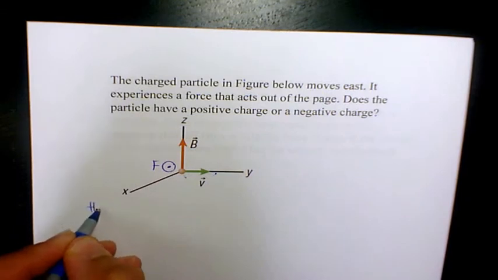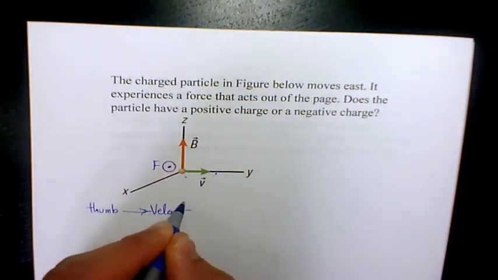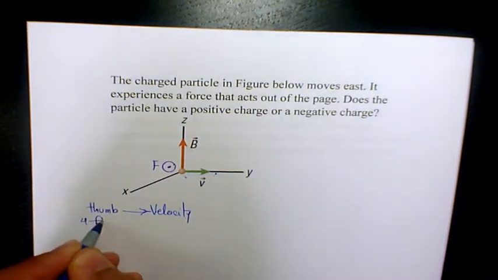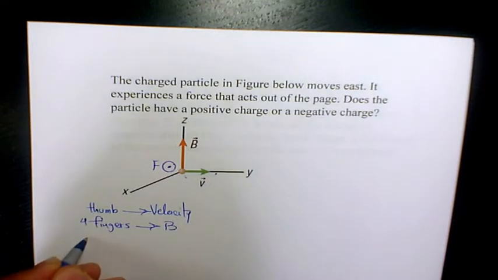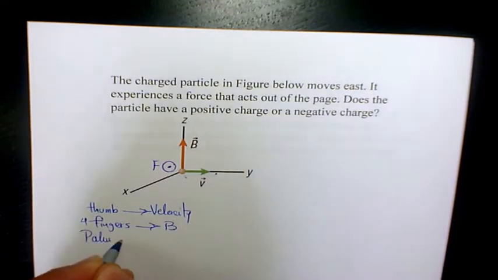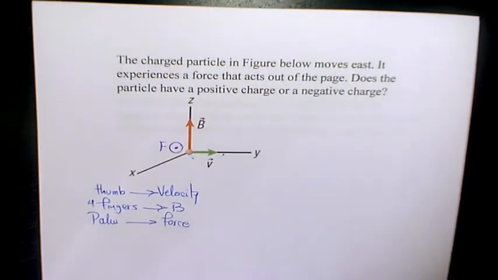Right hand rule: thumb is showing the velocity direction, four fingers showing the B direction, and palm showing the force direction. So if we keep the thumb toward the velocity and four fingers going in the Z direction, it means that the force is going to come out of the page.